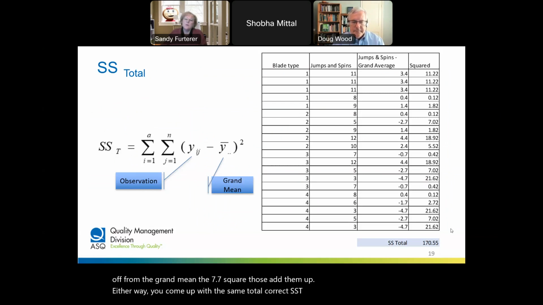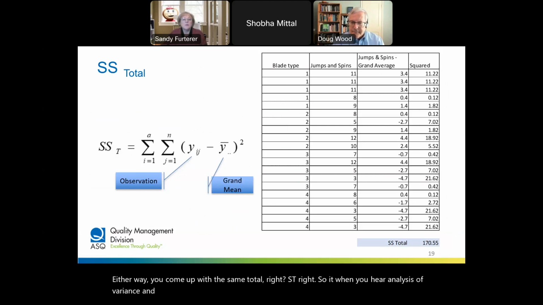Right. So when you hear analysis of variance and, of course, statistics, you think, wow, this is really complex. I could never do this by hand. This was pretty simple to do by hand, really.